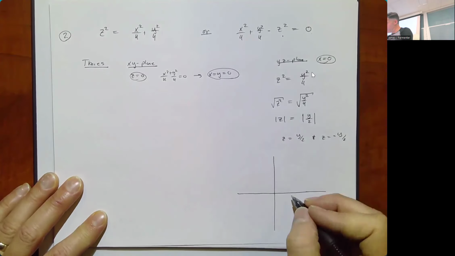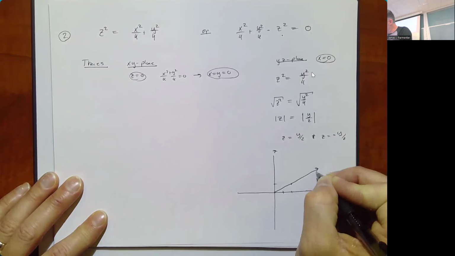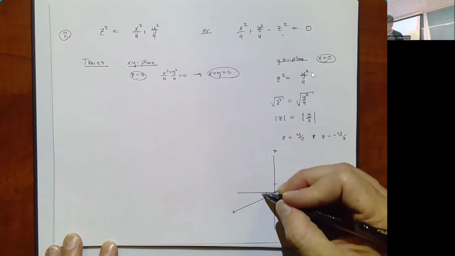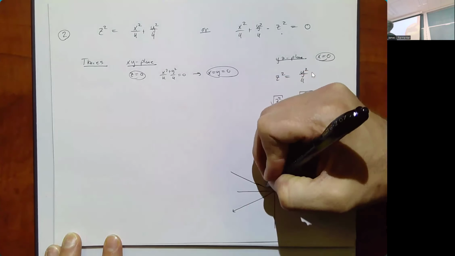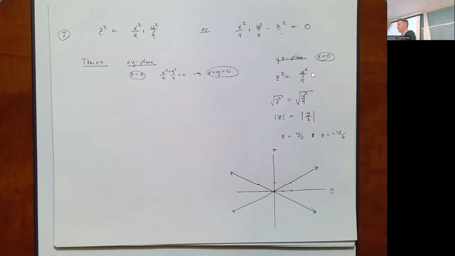Let's see, z equal to y over 2. So this is y, this is z. It's like that. And the other one looks like the other way. That's what's happening in the YZ plane.